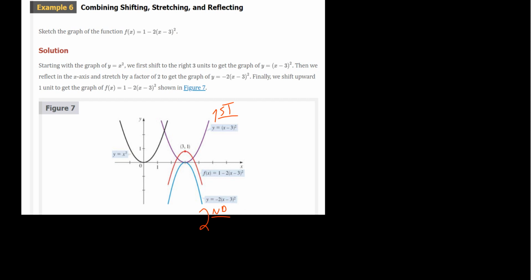So notice how it is just a little more stretched than my parent function there. Okay, and then the last thing I'm going to do is I'm going to shift up 1 unit because of this one right here. Okay, so that red line would be third. And that's not a good R, is it? R. There we go. Third.